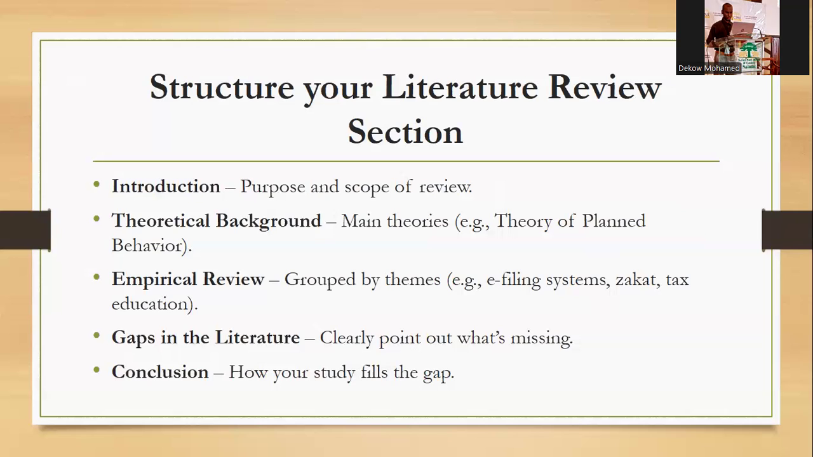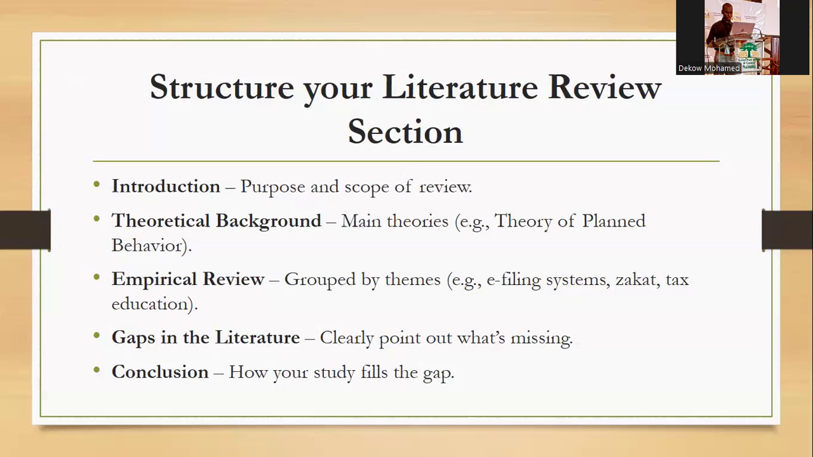After that, you will structure your literature review. You start with the introduction and purpose, where you say this chapter introduces the theoretical review, talks about the empirical review, the gaps, the conclusion, your purpose and the scope. After you have done the introduction, then you talk about the theoretical background, which are the main theories you have used. Maybe you are talking about the theory of planned behavior. In your study, there should be a main theory and supporting theories. You first start with the main theory and then you explain your supporting theories.